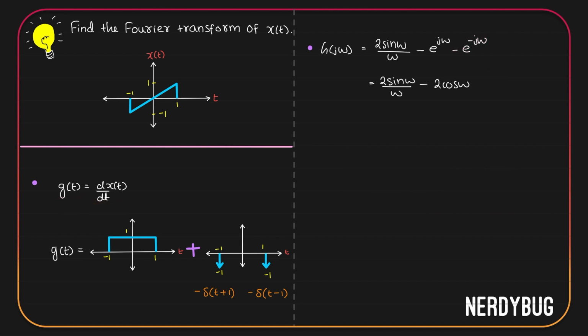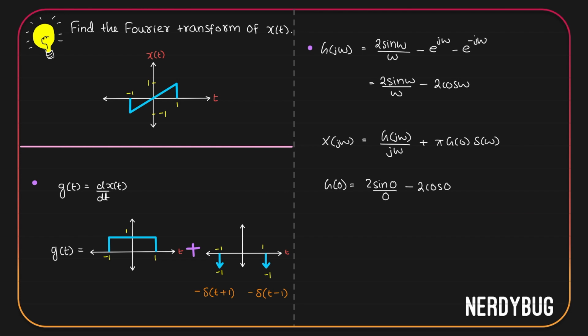Since g of t is the derivative of x of t, x of t will be the integration of g of t. So using the integration property, we can write x of j omega will be g of j omega divided by j omega plus the dc component pi g of 0 delta of omega. To calculate this, we need g of 0. So g of 0 will be 2 sine 0 divided by 0 minus 2 cos 0. Now this is of the form 0 by 0, which is indeterminate. So what we usually do is apply a limit.